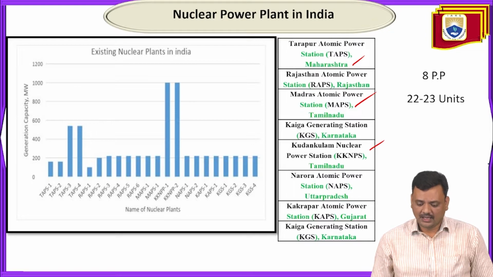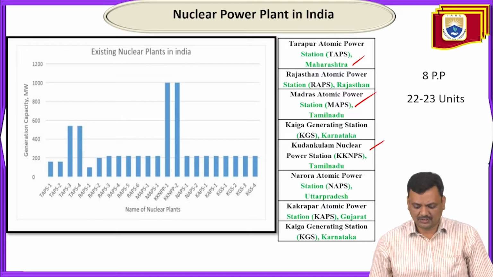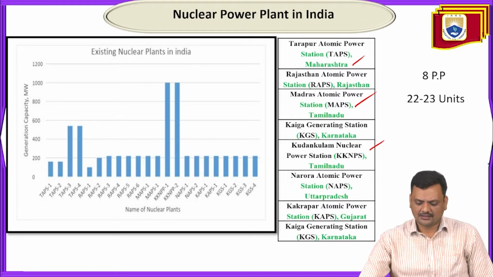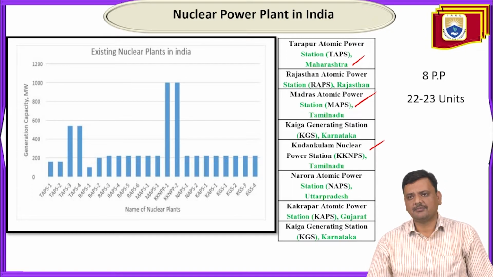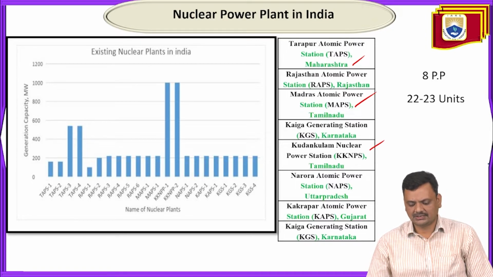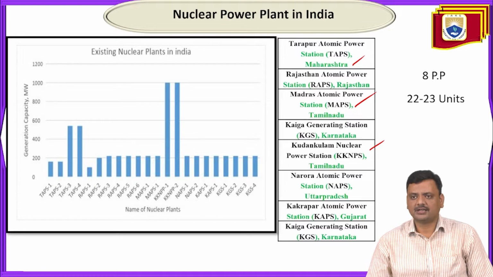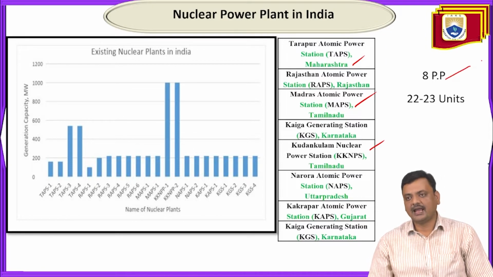And another one is Narora Atomic Power Station. It is located in Uttar Pradesh. Another one is Kakrapar Atomic Power Station. It is located in Gujarat. And the last one is Kaiga Generation Station. It is located in Karnataka. So there are 8 power stations, and they have several units.